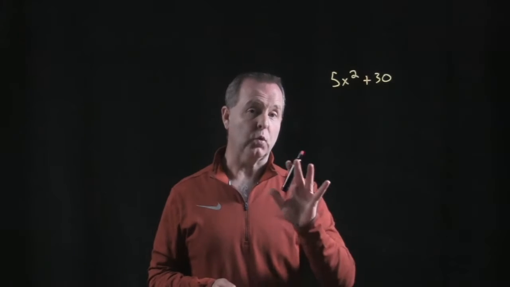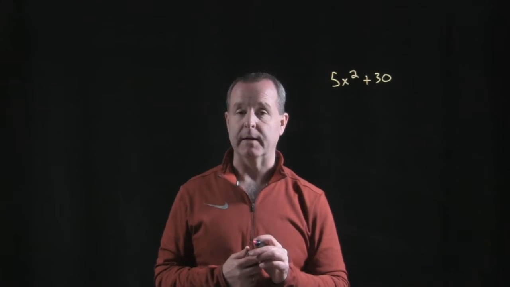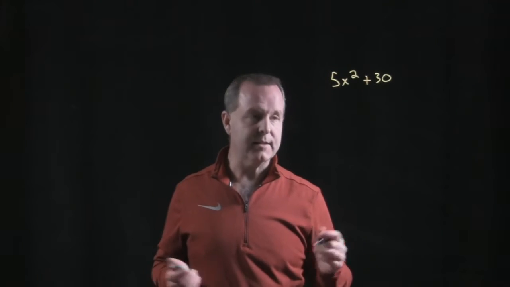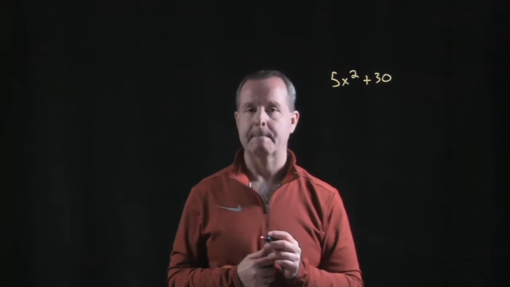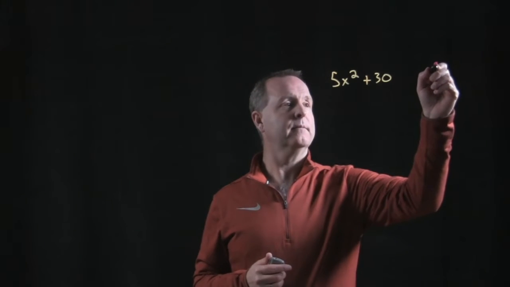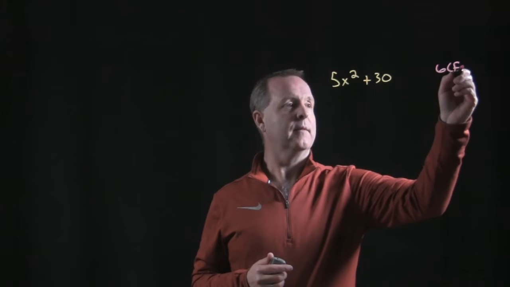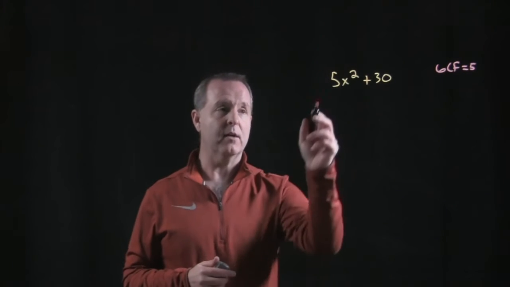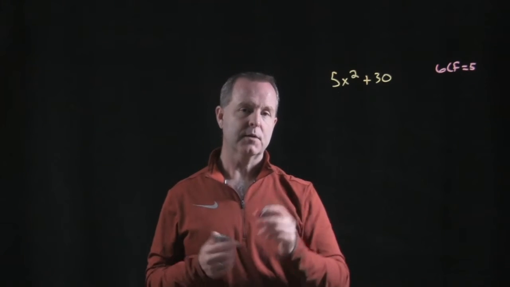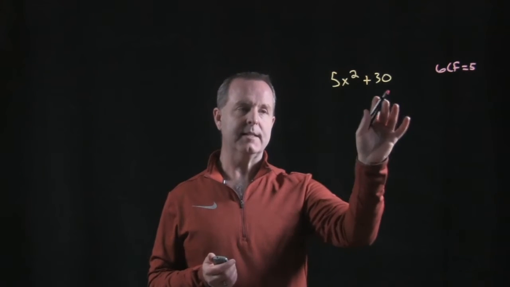So let's factor out the greatest common factor from this binomial. First thing we need to recognize is what is the greatest common factor between both of these terms. The greatest common factor, in this case, is a 5. 5 is the only thing common to both of those terms. So that being the case then, I want to see what that looks like.